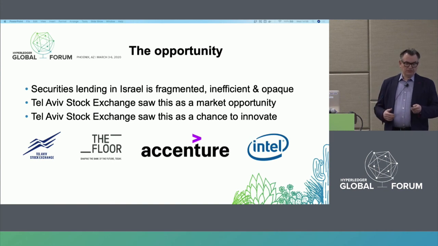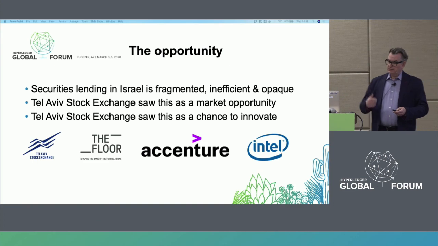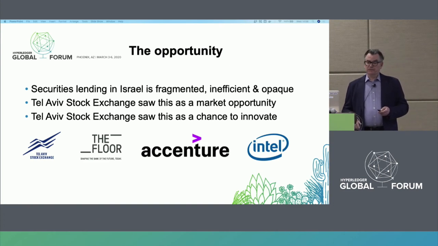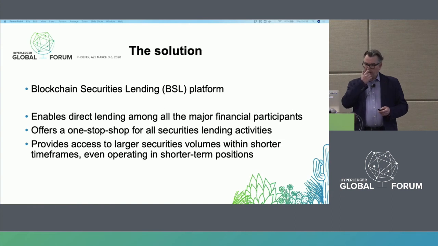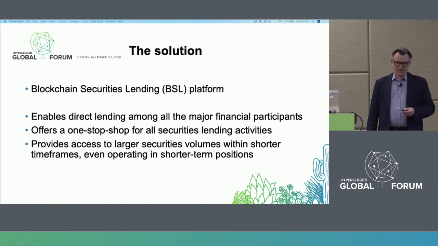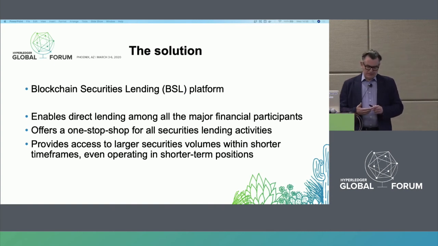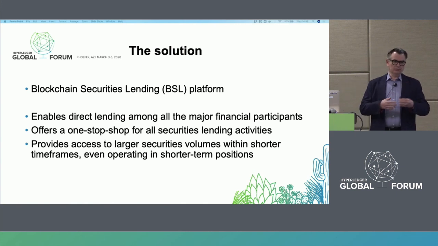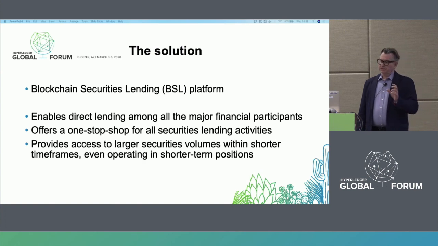The hackathon demonstrated that this was indeed possible, and so they engaged with Accenture and Intel to build a prototype. It's called the Blockchain Securities Lending Platform, so BSL for short. So what is it doing? It's really enabling peer-to-peer direct borrowing and lending of stock. It's doing that through creating an order book or a number of order books. It's doing that by managing the contracts themselves. So these contracts have defined terms in terms of the length of contract, whether the contract can be canceled earlier, whether it has to run to full term, various things like that.